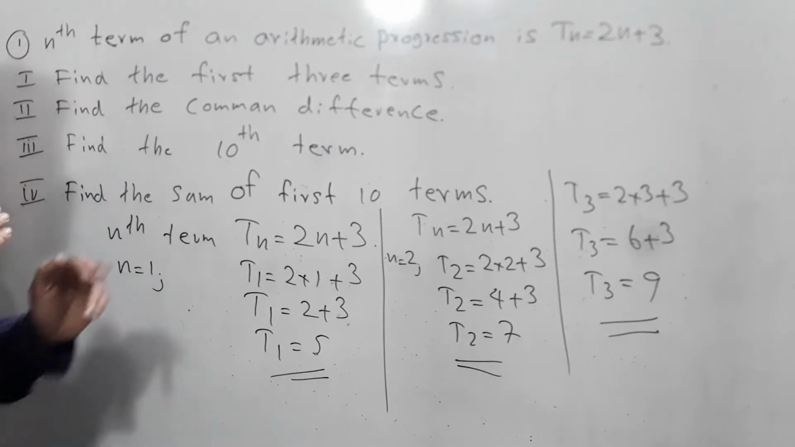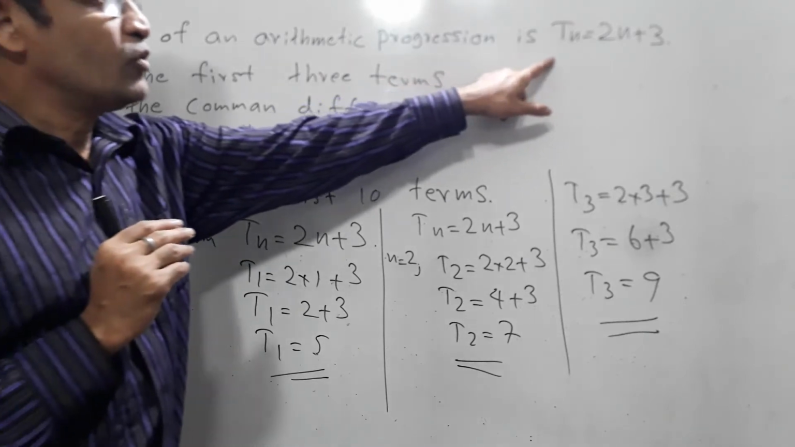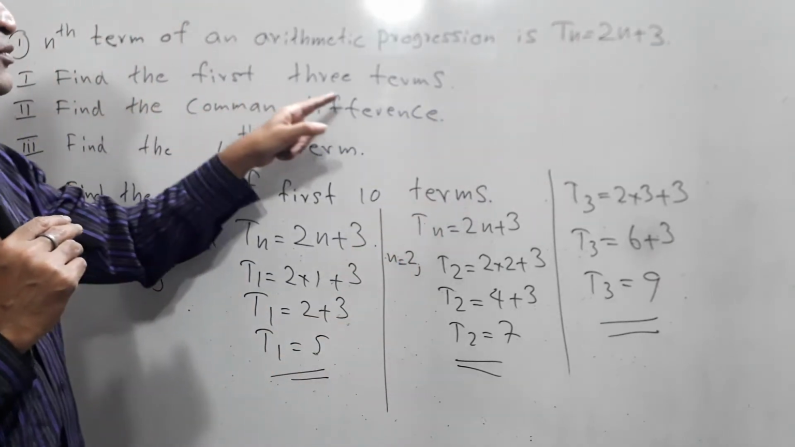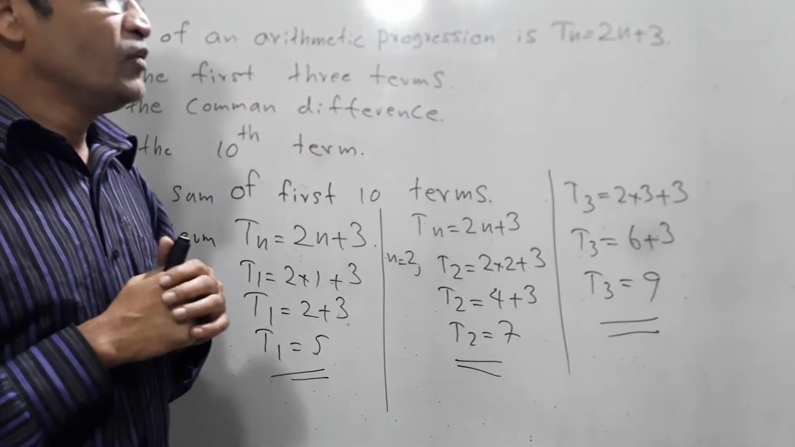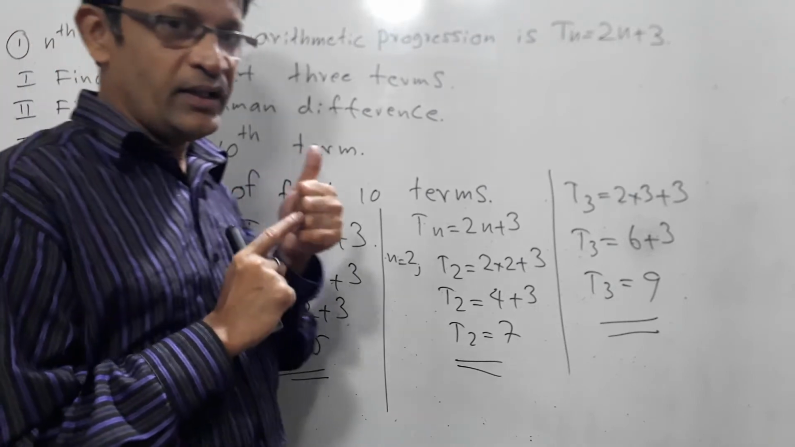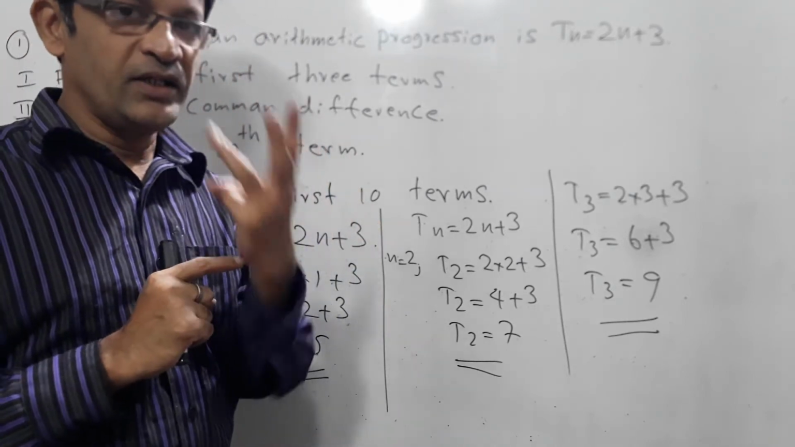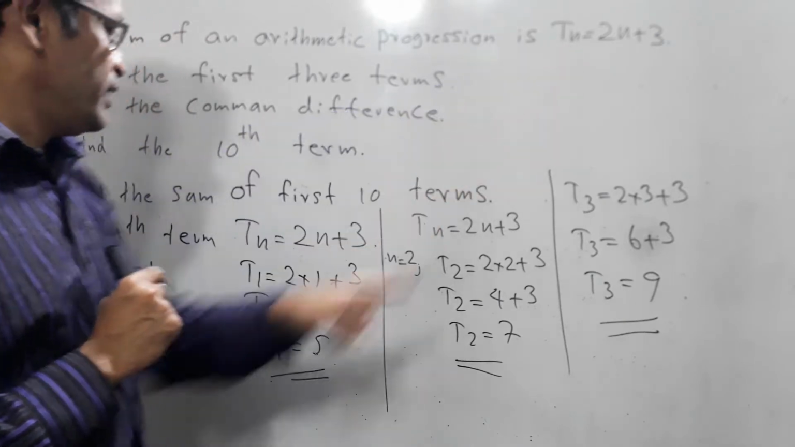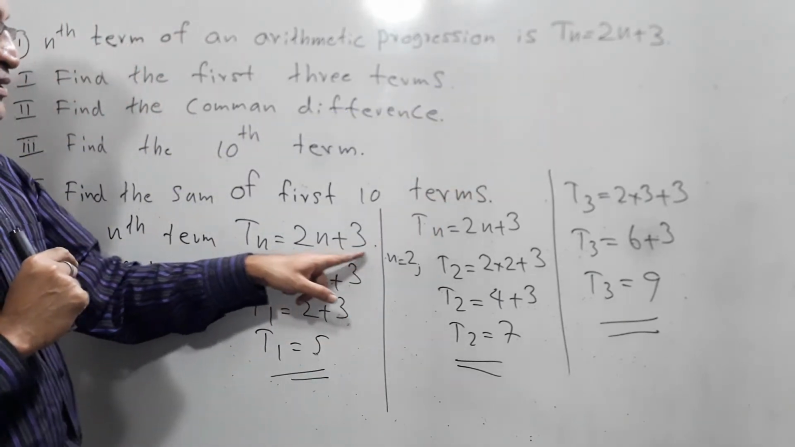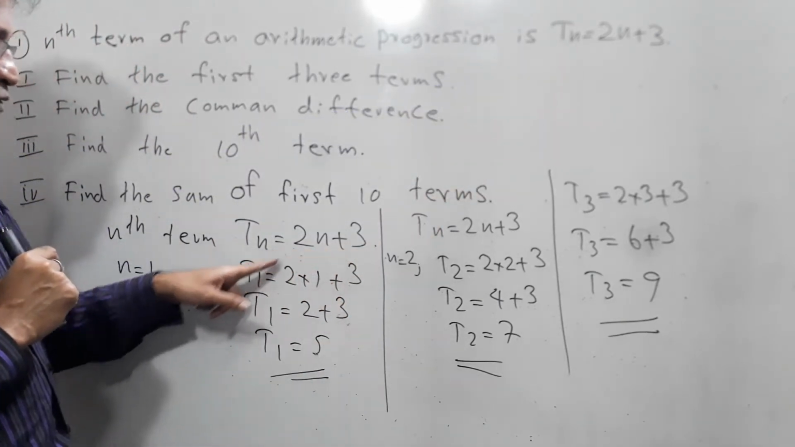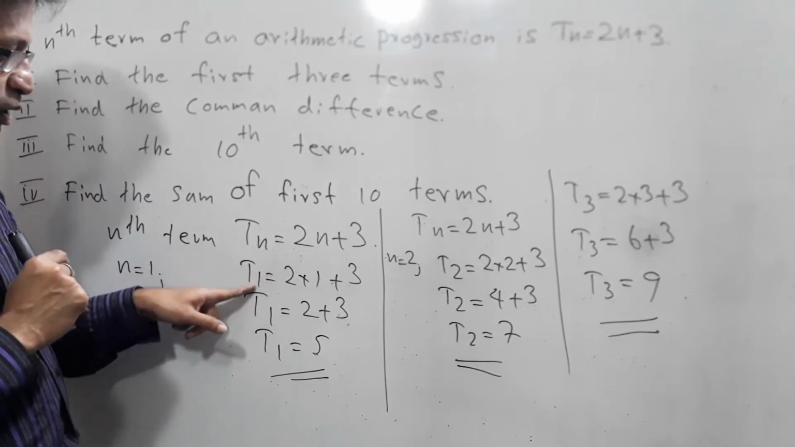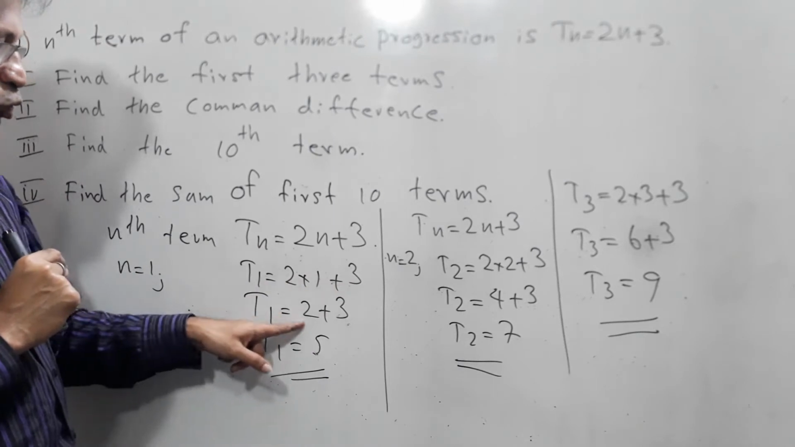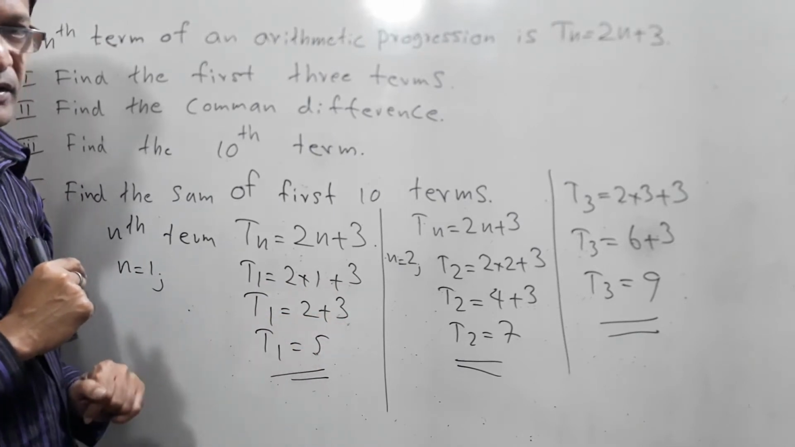Here they have given the nth term, Tn equal 2n plus 3. They are asking for the first three terms. To find the first three terms, we have to substitute n equal 1, n equal 2, n equal 3. So we substitute n equal 1. Then Tn equal 2n plus 3, that is the nth term. T1 equal, for n I substitute 1, then 2 into 1 plus 3. So that means 2 plus 3, that means T1 equal 5.